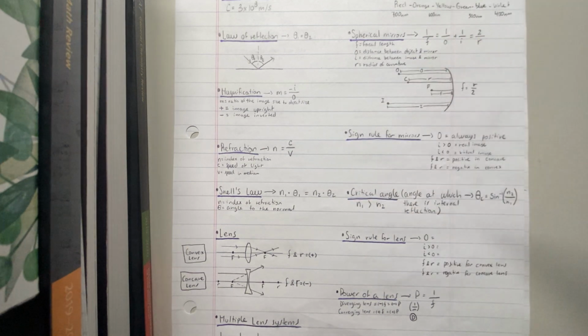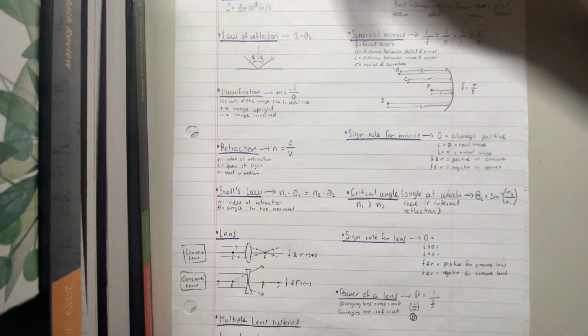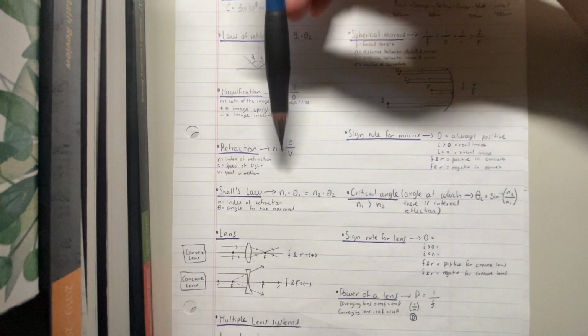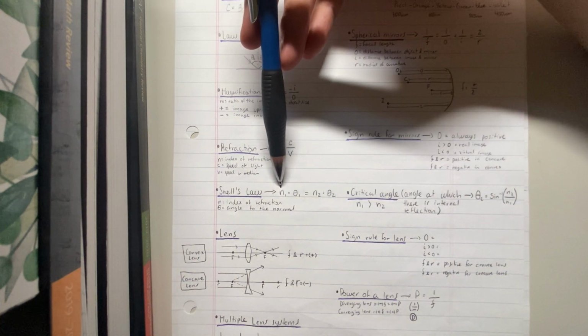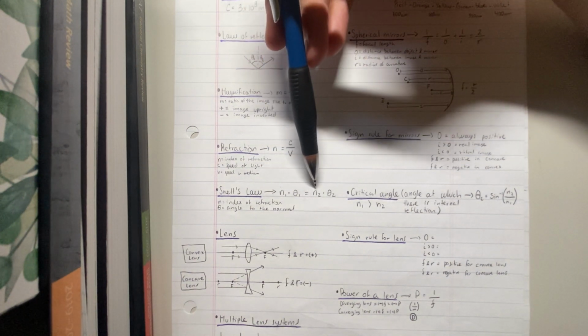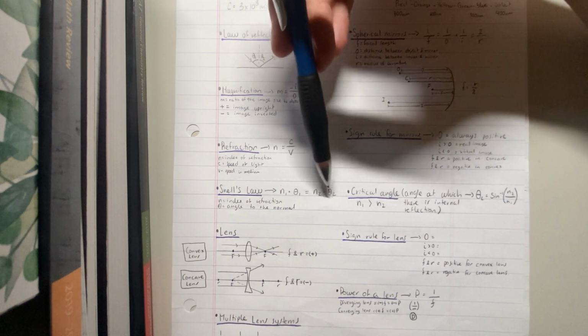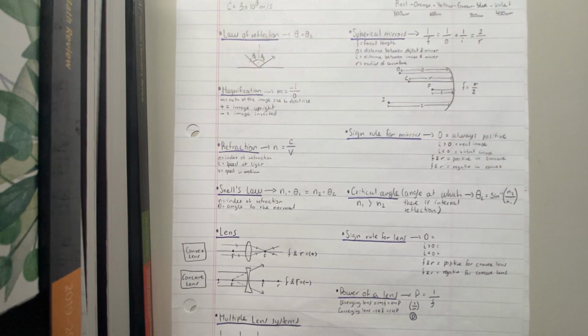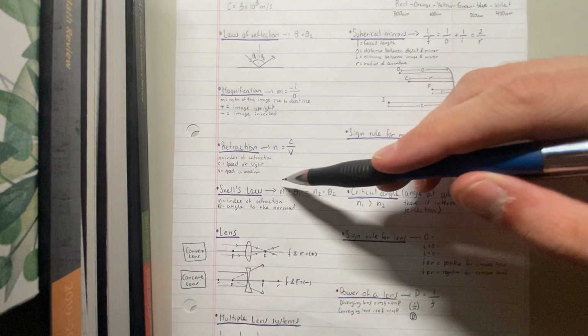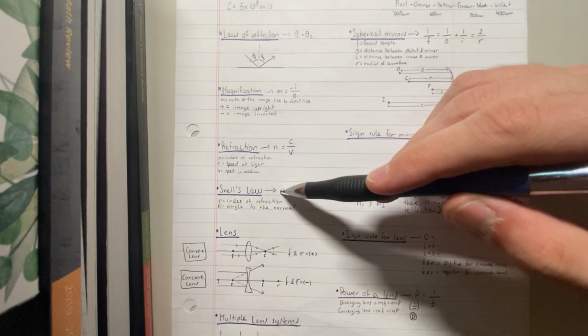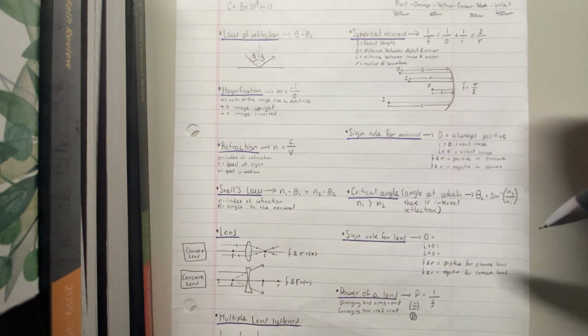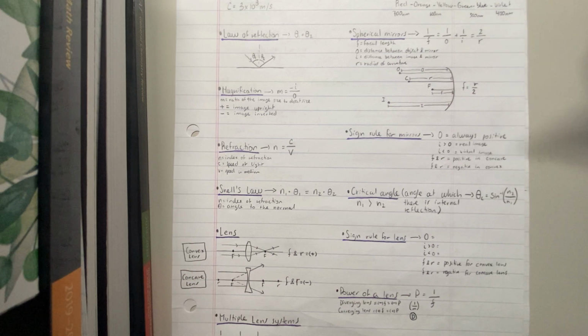So this basically means that if the index of refraction for this one is higher than for this one, then for it to compensate, this angle is going to be higher, right? So if you go from a smaller index to a higher index, then the angle to the normal is going to go down.